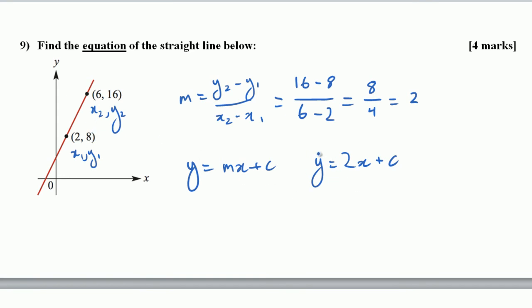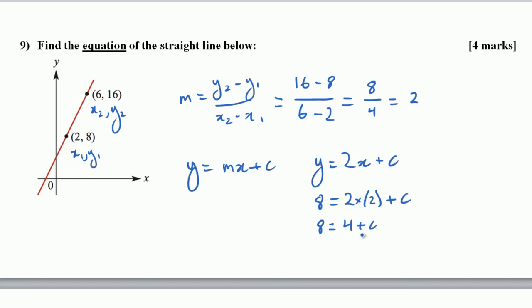So instead of y, we write 8 equals 2 stays the same times, well, what's our x value? Okay, so the x value, x1 here, in the same point, is 2. So we put that in instead of x. So instead of y, we've put in 8. Instead of x, we've put in 2, because our point was 2 and 8. Plus c, because we still don't know what c is. So 8 equals 2 times 2 is 4, so 4 plus c.